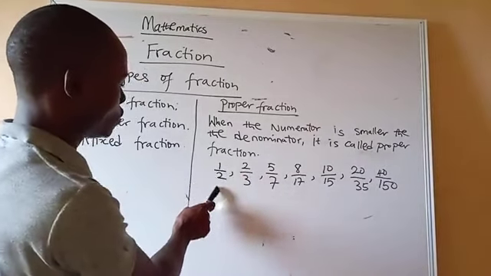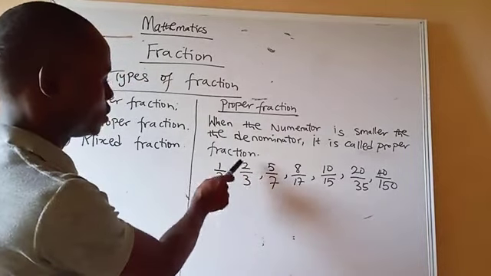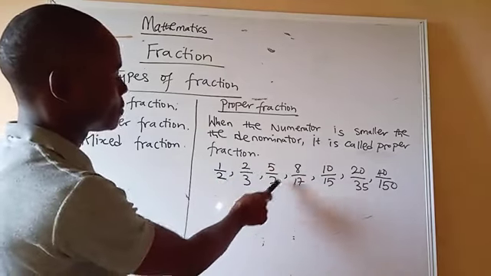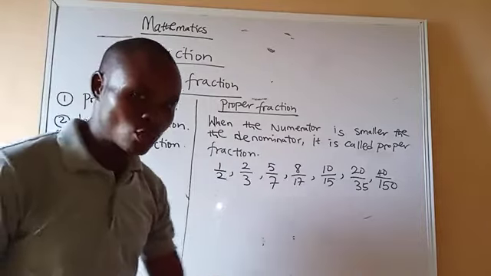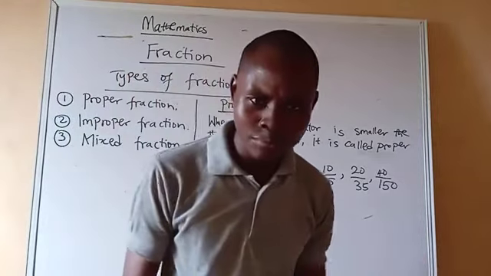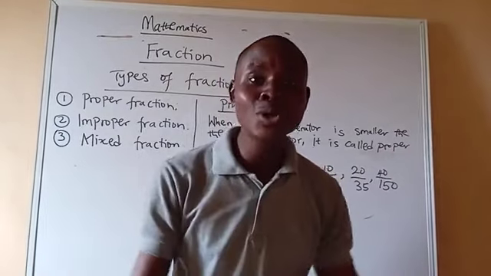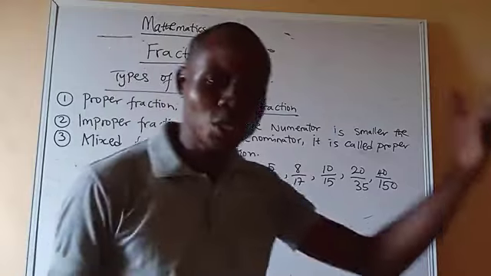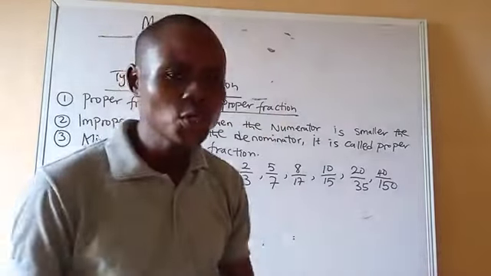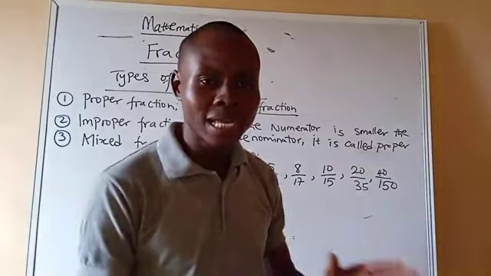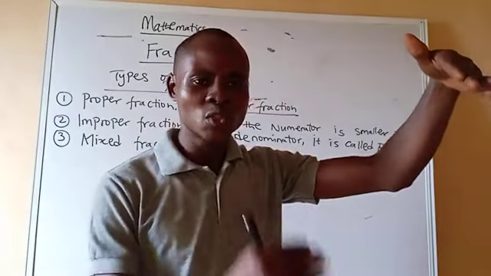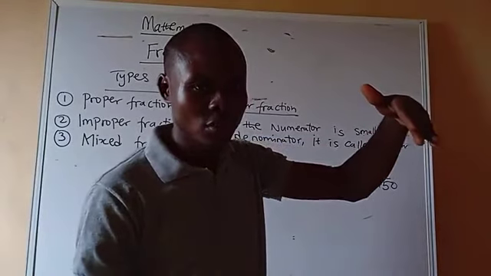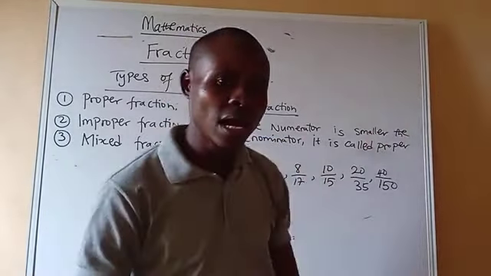Look at it now. 1/2. 1 is smaller than 2. 2/3. 2 is smaller than 3. 5/7. 5 at the top is smaller than this. And you too, I would like you to give me more examples. You can give more examples to yourselves. Any fraction you can think of, just make sure that the number you put at the top is smaller than the one you have below. That's the down one. That is what a proper fraction is.